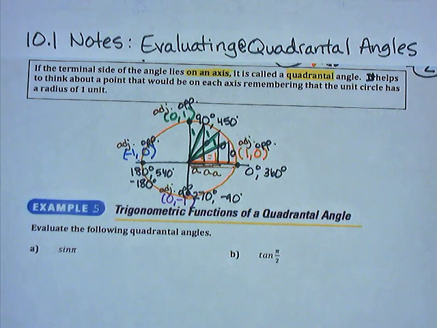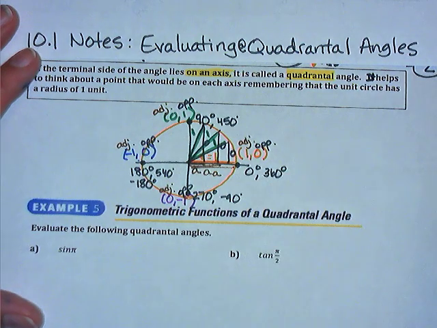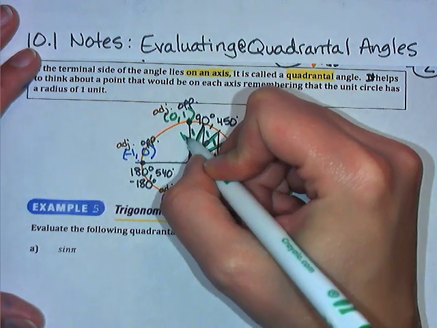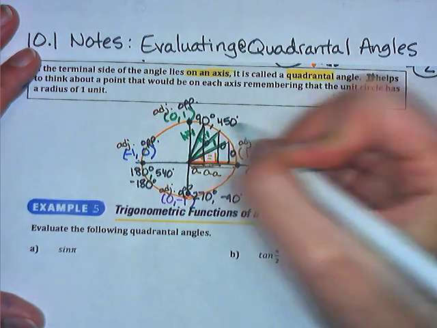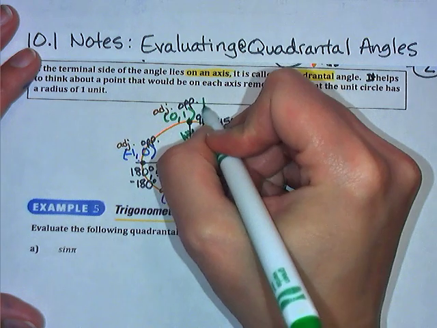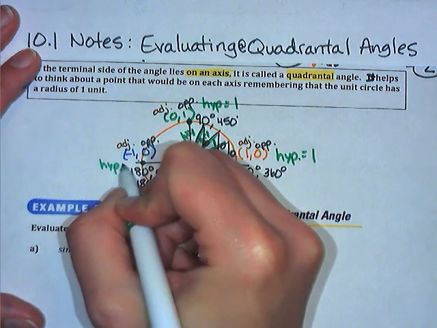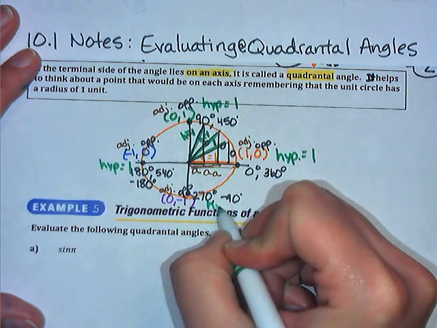If you're doing quadrantal or any of them, the radius is 1. Those other ones, it's just the ratios of the sides. You're not actually using the radius. But here we're going to use the radius, and that's your hypotenuse. All 4 of them. Hypotenuse, 1.